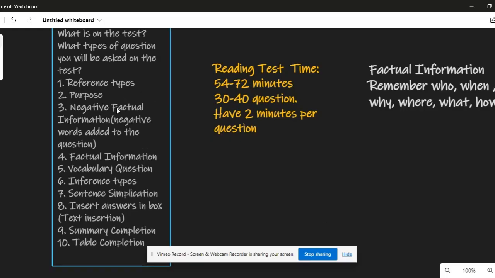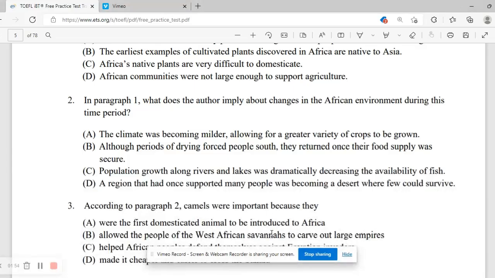So I have the inference type questions here, number six, the inference type questions. The keywords you have to look out for are imply and implies. These are the keywords that you have to look for. Okay, so let's get back to the ETS slide. Okay, so number three.